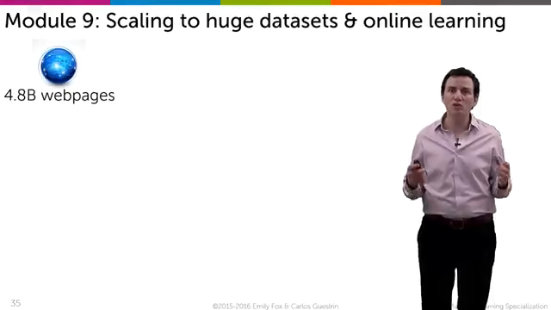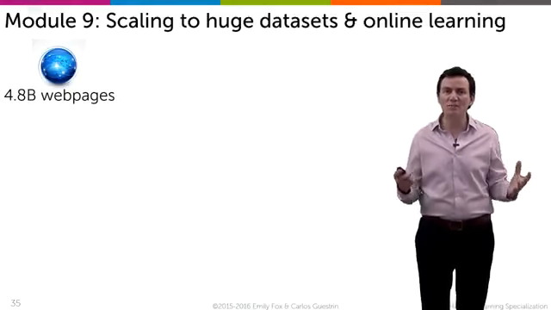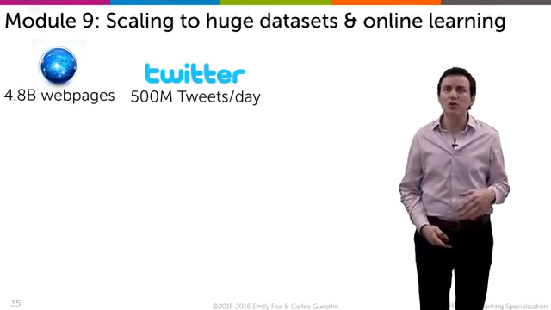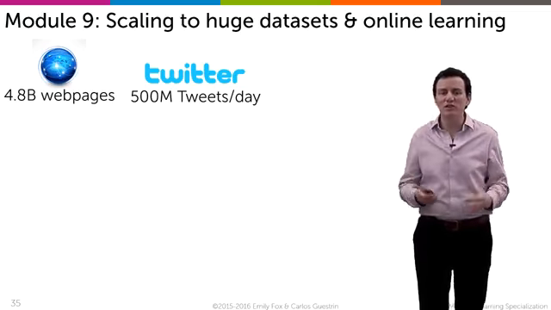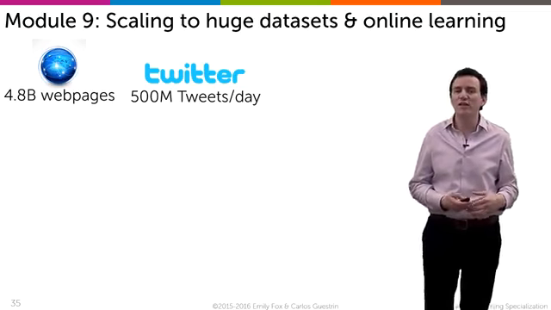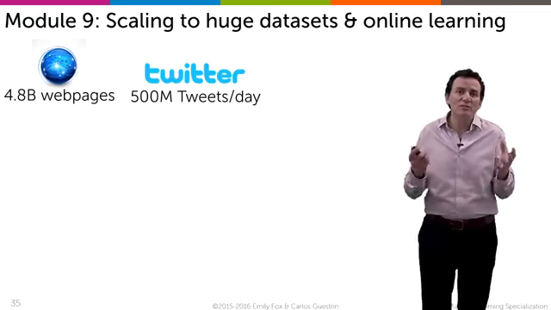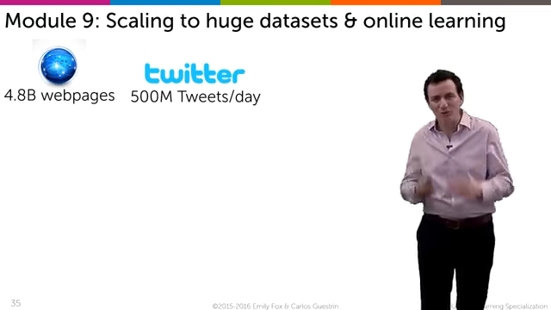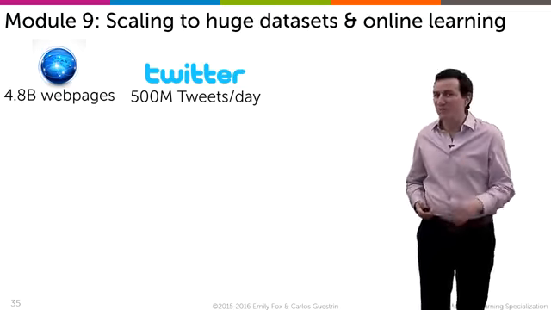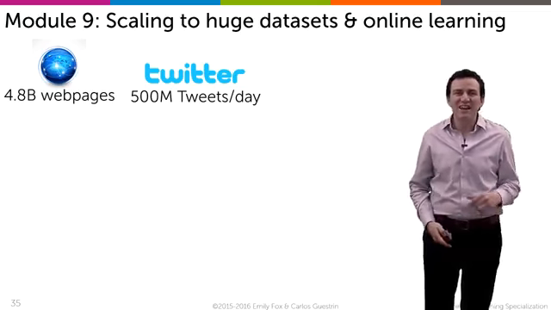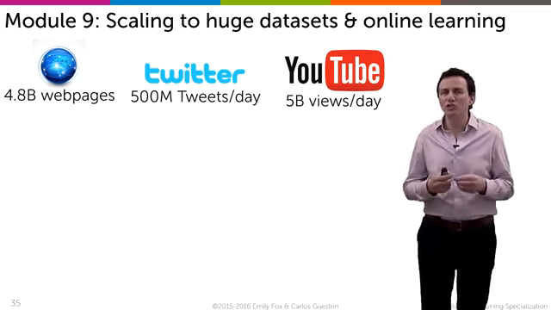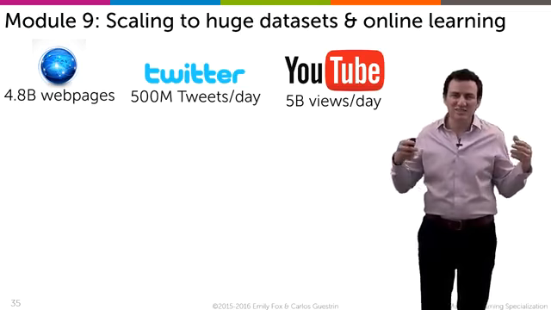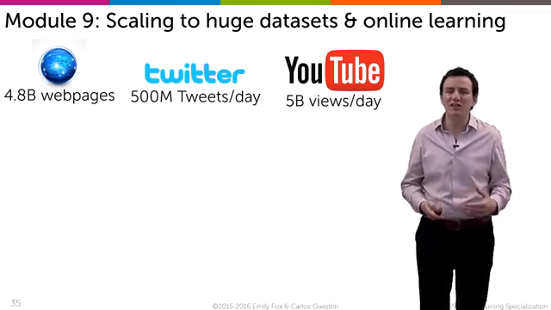And in the final module, we're going to address an issue of scalability. How do we scale to really massive data sets? And so as we can see, the number of web pages on the web is growing tremendously. There's about 4.8 billion pages today. There's about 500 million tweets per day. Hey, follow me on Twitter, by the way. I send one, maybe less. And if you think about YouTube, there's 5 billion video views on YouTube every day. So there's tons of data out there.